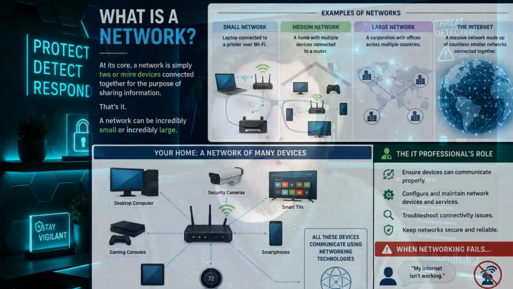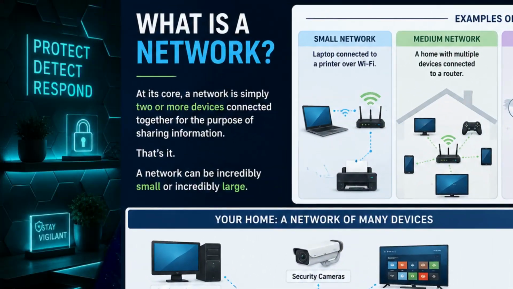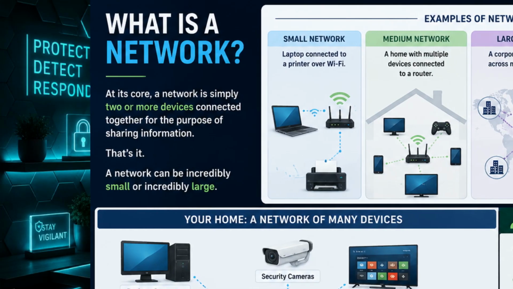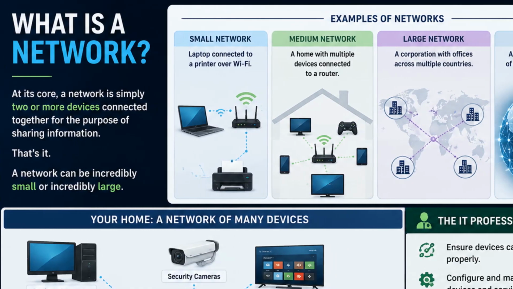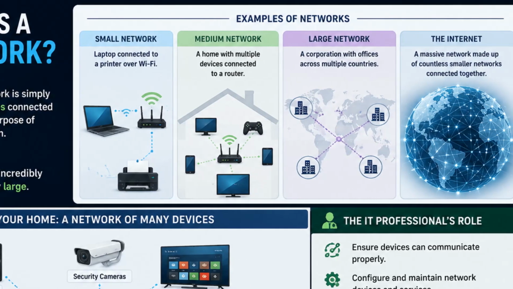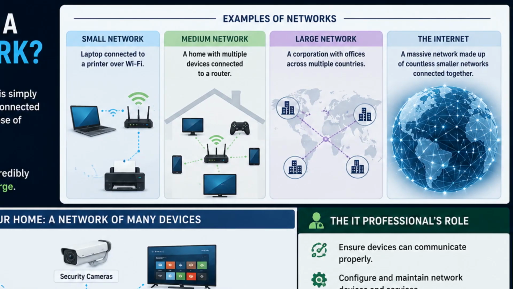At its core, a network is simply two or more devices connected together for the purpose of sharing information. That's it. A network can be incredibly small or incredibly large. For example, a laptop connected to a printer over Wi-Fi is a network. A home with multiple devices connected to a router is a network. A corporation with offices across multiple countries is a network. The internet itself is a massive network made up of countless smaller networks connected together.